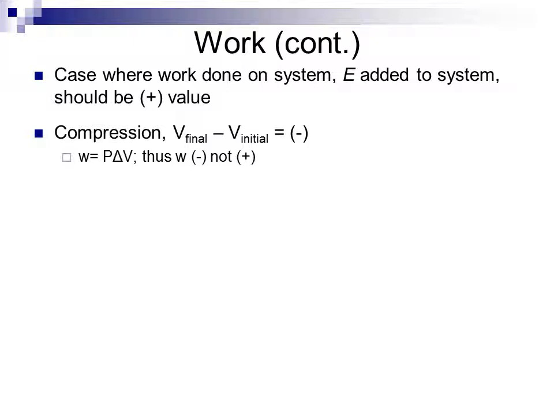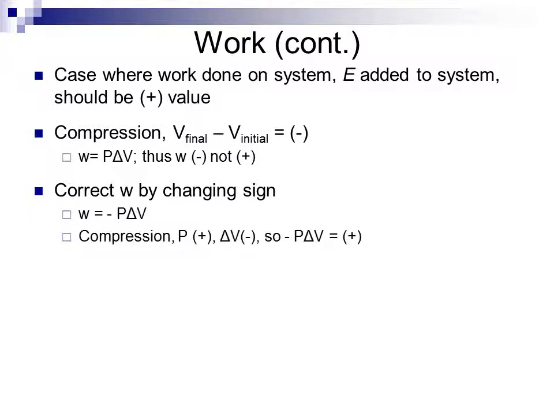This means that when I plug in work being equal to pressure times the change in volume, my work will be negative rather than positive. We correct for this by changing the sign of W in the overall equation so that the final equation for work is negative pressure times the change in volume. Thus, a compression process which has a positive pressure and a change in volume that is negative will produce an overall positive value.